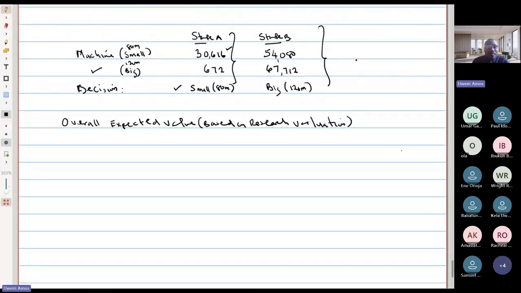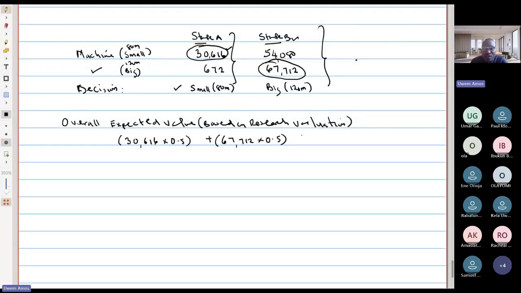Okay, so under state A, we're looking at the small one, which is 3616. It has a 50% chance of occurrence, which is 0.5. Plus, under state B, our choice is this, and this is our choice under state A because it's the bigger return out of the two. So that would be 67,712. State B also has a 50% chance of occurrence.